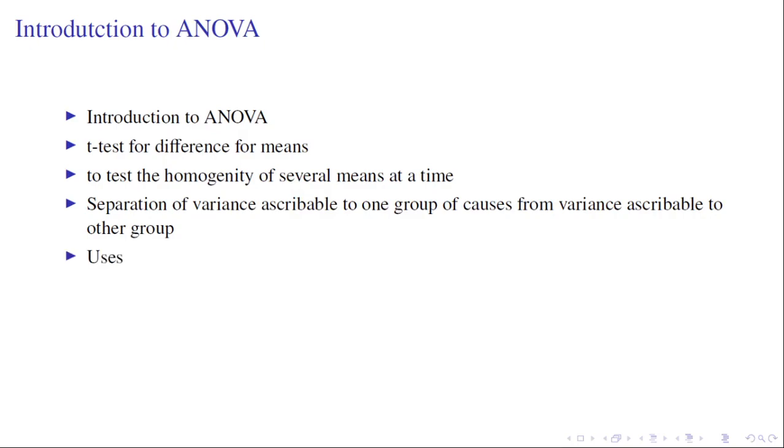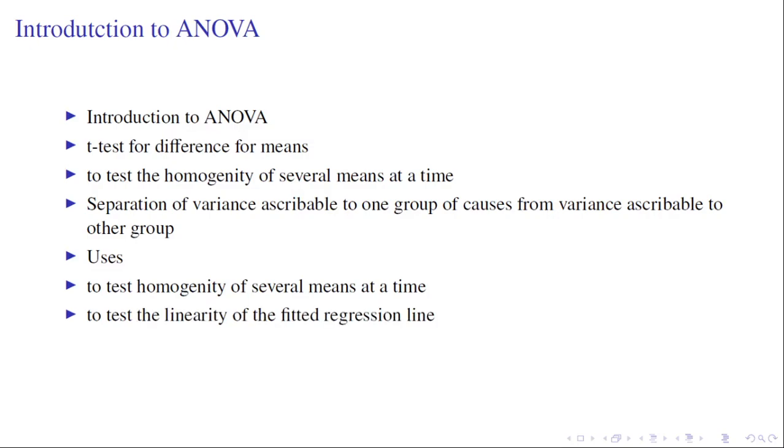Let us discuss the uses of analysis of variance. The analysis of variance technique has several uses or applications. Important among them is that it is used to test the homogeneity of several mean values at a time. In addition to this, ANOVA is used to test the linearity of the fitted regression line. Further, it is also used to test the significance of the correlation ratio.